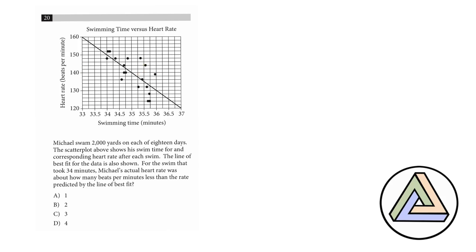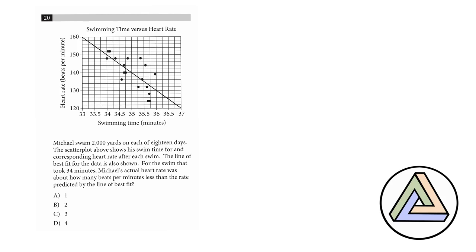Okay, chart thing. That's a scatter plot to be precise. Michael swam 2,000 yards on each of 18 days. The scatter plot above shows his swim time for each swim and the corresponding heart rate after each swim. The line of best fit for the data is shown. For the swim that took 34 minutes, Michael's actual heart rate was about how many beats per minute less than the rate predicted by the line of best fit?